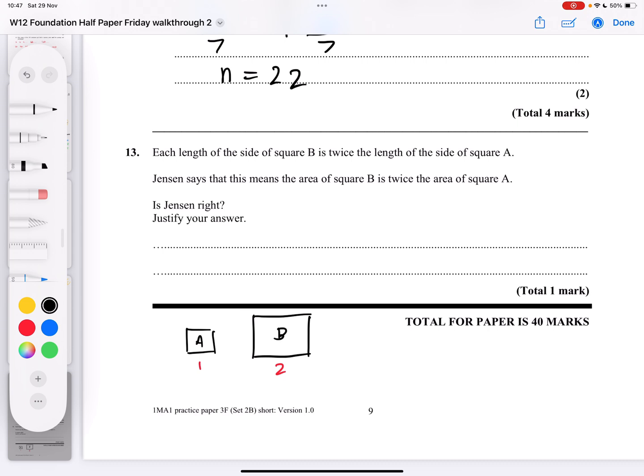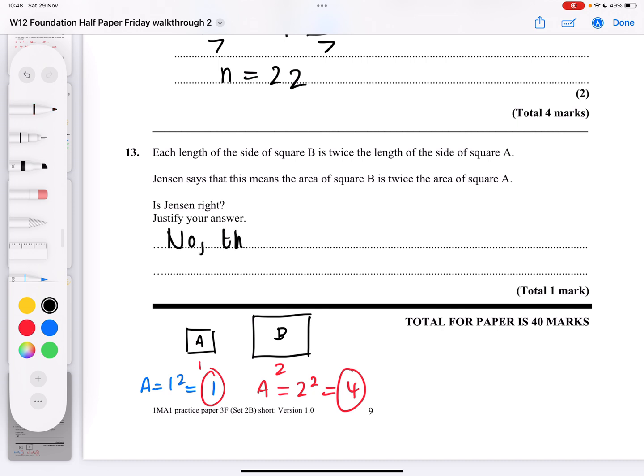So if we calculate the area of square A, that would be 1 times 1, base times height, or 1 squared, which is 1. And if we work out the area of square B, that would be 2 times 2, or 2 squared, which is 4. Then let's have a look at the question. Jensen thinks the area of square B would be twice the area of square A. I can see that it's 4 times bigger. So is Jensen right? Justify your answer.